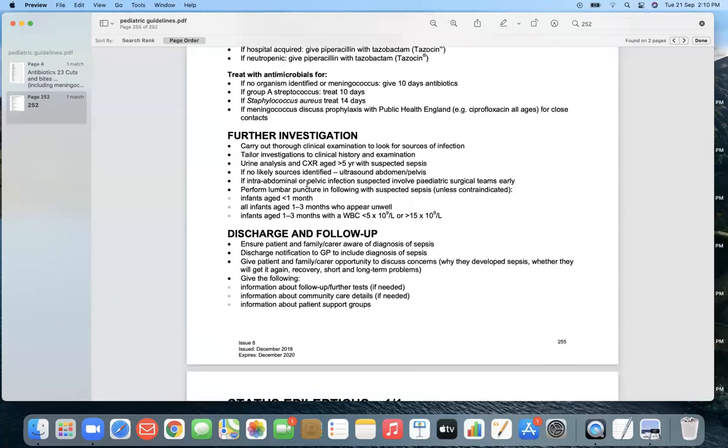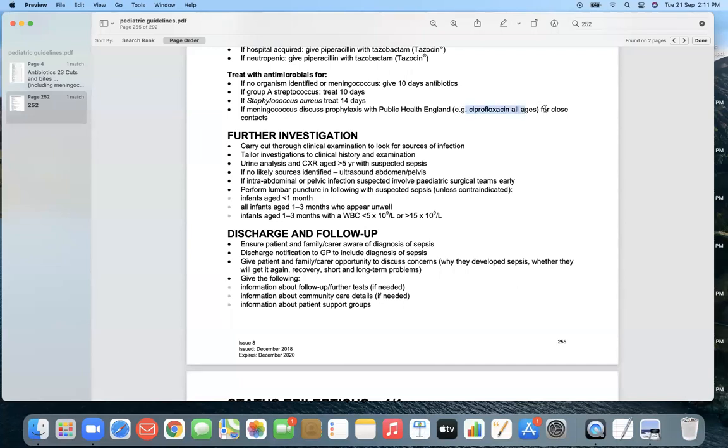Treat with antimicrobials: if no organisms identified or meningococcus, give 10 days of antibiotics. If group A streptococcus, treat 10 days. If Staphylococcus aureus, treat 14 days. If meningococcus, discuss prophylaxis with Public Health England, that is ciprofloxacin for all ages for close contacts. Whenever there is meningococcus, this question will be asked about the prophylaxis for close contacts. So you will give ciprofloxacin.